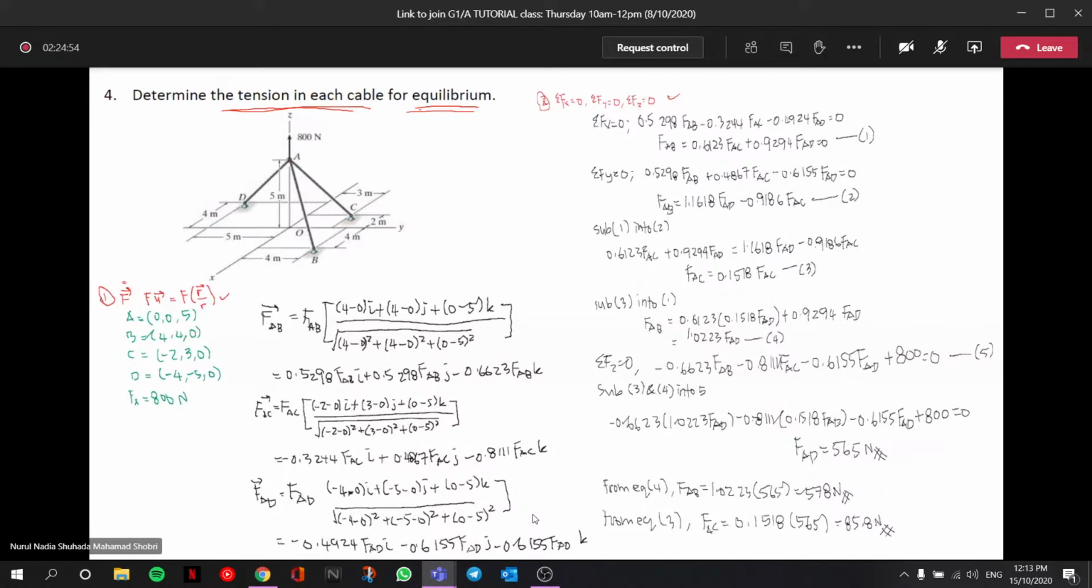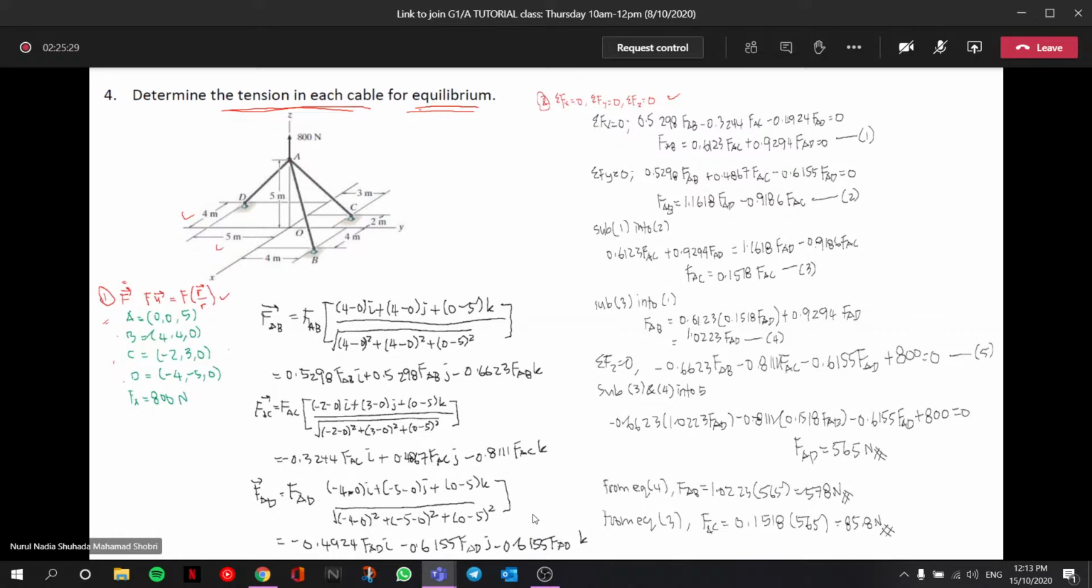Okay, so first you have to get the coordinates. We get the coordinates for A, B, C, and D. A is (0, 0, 5), B is (4, 4, 0), C is (-2, 3, 0), D is (-4, -5, 0). And FA is pointing upward, so it should be positive 800 Newton.